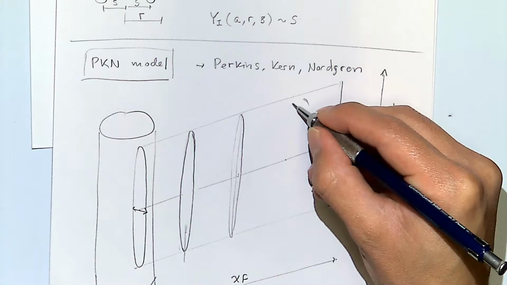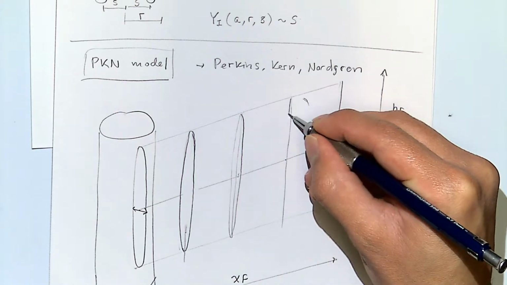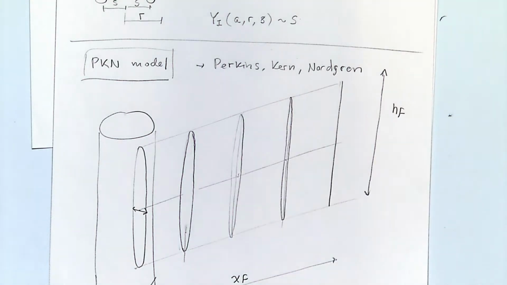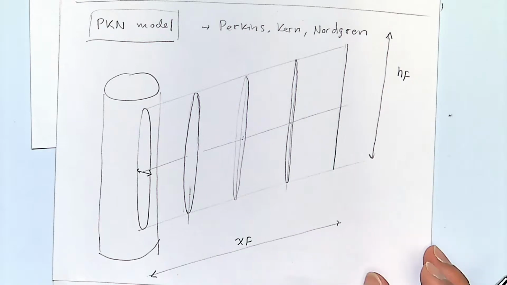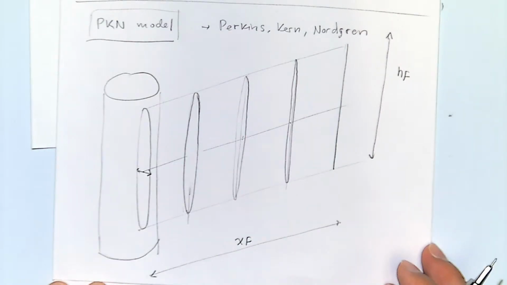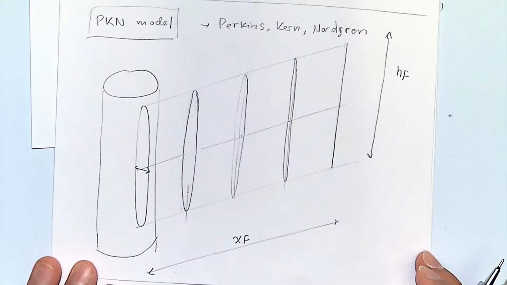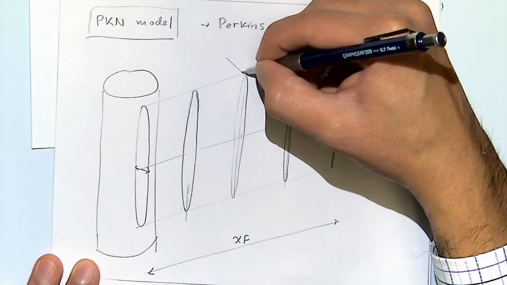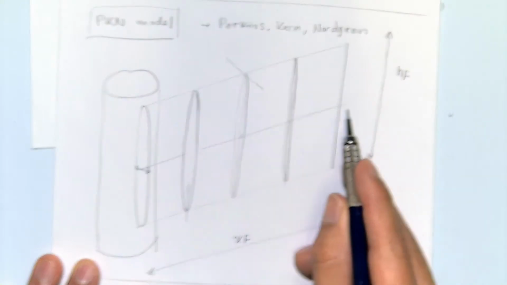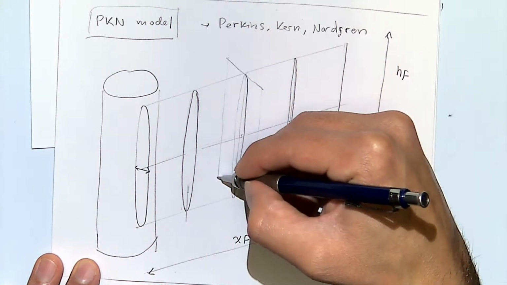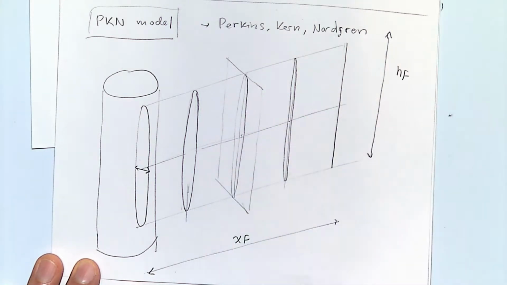And somewhere over here is going to be thinner. So this is what is called a pseudo 3D model, because it is actually 3D, but it's solved with 2D equations. And those 2D equations are solved assuming plane strain perpendicular to the axis of the fracture, the center. So in this case, for example, you solve for stresses in this plane perpendicular to this.